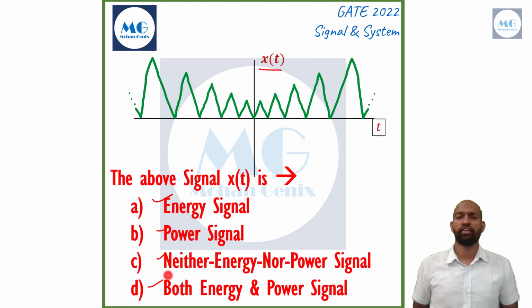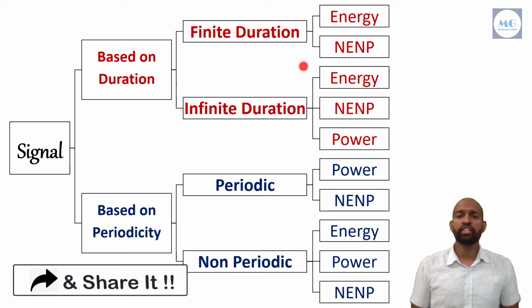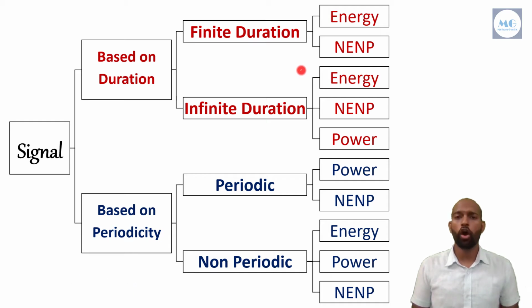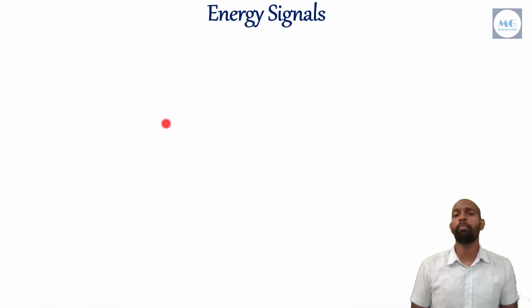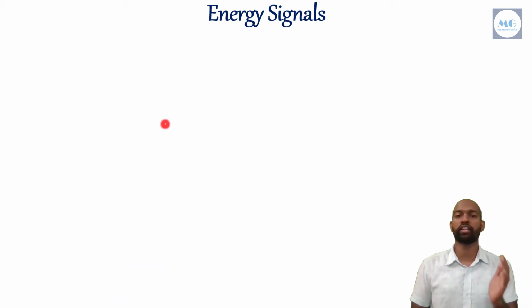So let's start. To know whether any signal is an energy signal, neither energy nor power signal, or a power signal, I have made this chart. By understanding this chart, you will easily remember how to find whether any signal is an energy signal, power signal or neither energy nor power signal. For now, I am keeping this chart aside and starting with some concepts so that you will easily understand that chart. We will get back to the chart later.